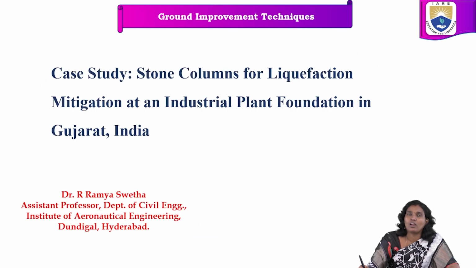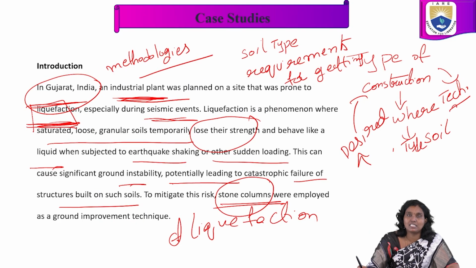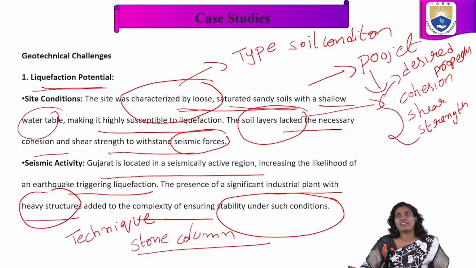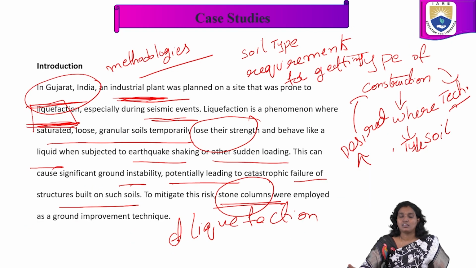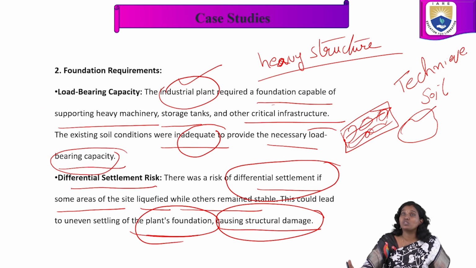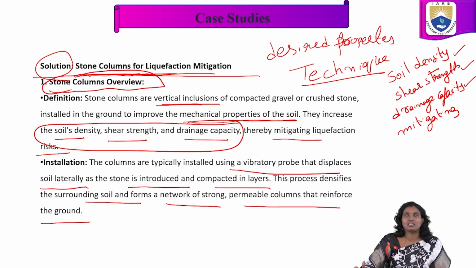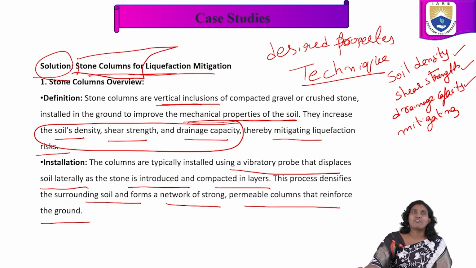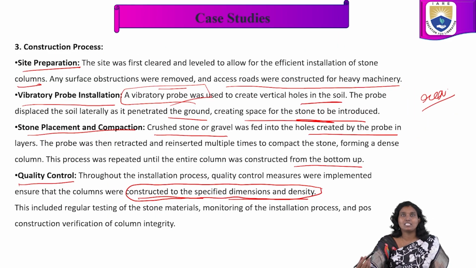In this stone column for liquefaction mitigation at an industrial plant foundation in Gujarat, India, what kind of challenges are we facing as a project? We have to understand the soil condition, soil type, and the choice of the ground improvement technique. Once we consider all these requirements and find that stone column is the solution, after that we consider all the design parameters.